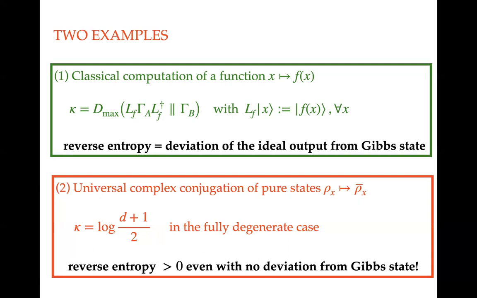So there is no deviation of the ideal state from thermal equilibrium, but you do have a non-trivial source of irreversibility, because basically the complex conjugation is forbidden by the laws of quantum mechanics. So this type of irreversibility even contributes to the thermodynamical cost. It's not only the logical irreversibility, but it's also the physical irreversibility due to the constraint imposed by quantum mechanics.